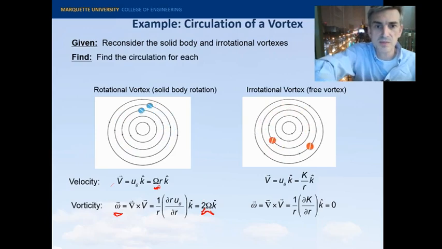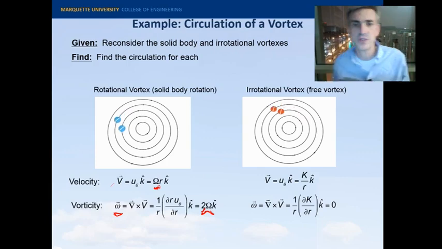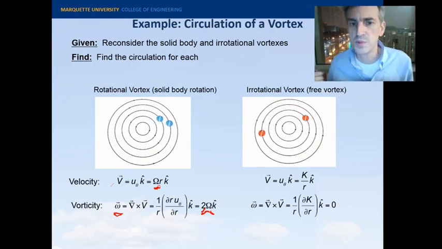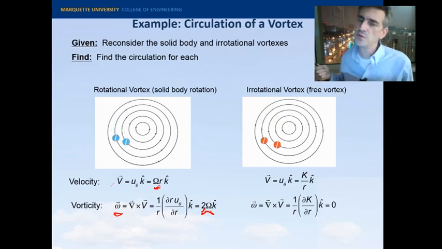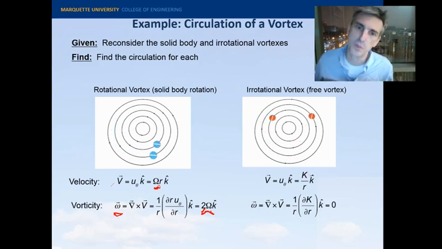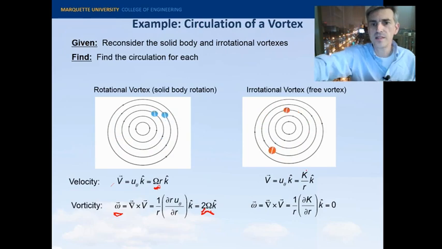The irrotational vortex, which is also known as a free vortex, has velocity k over r, where k is some constant magnitude, or the strength of the vortex. It decays over r as you go to infinity, and the vorticity of this vortex is equal to 0. It's called an irrotational vortex, right?